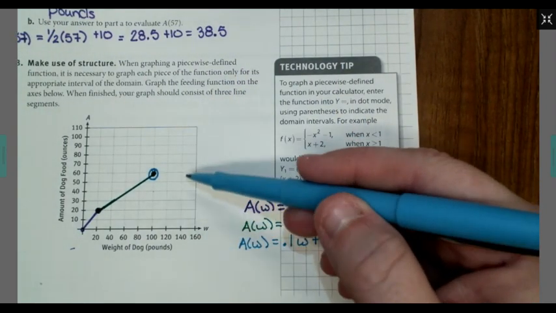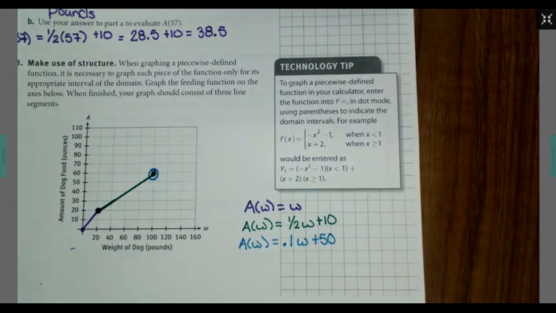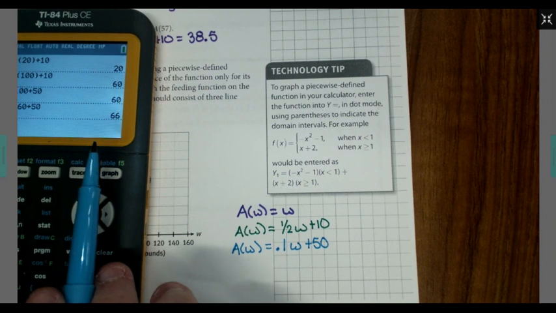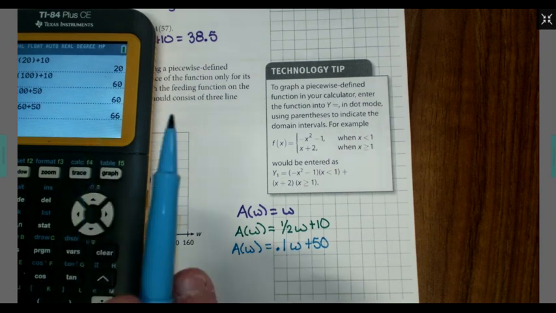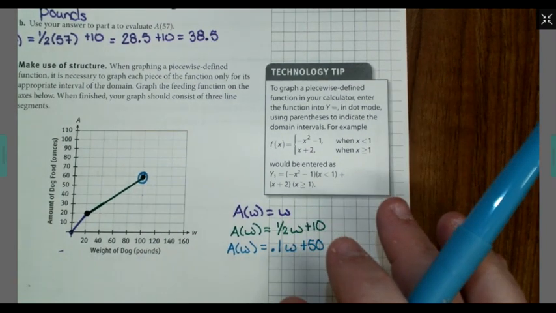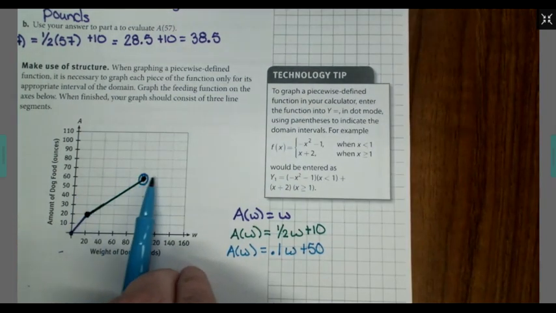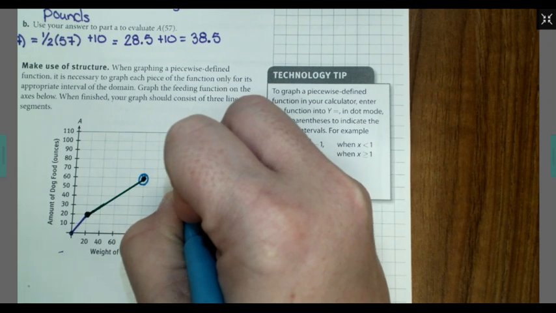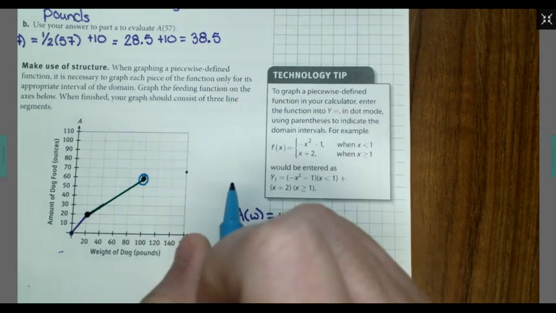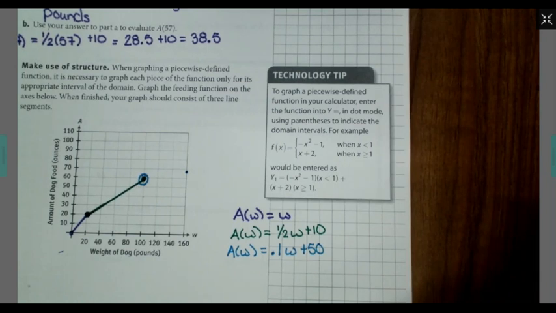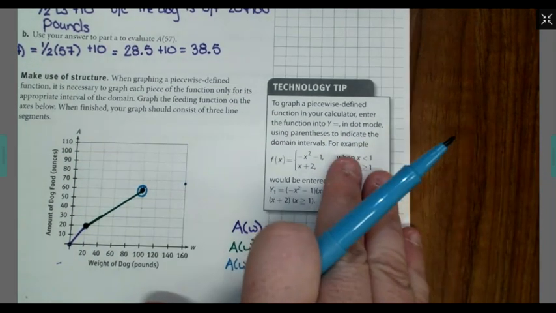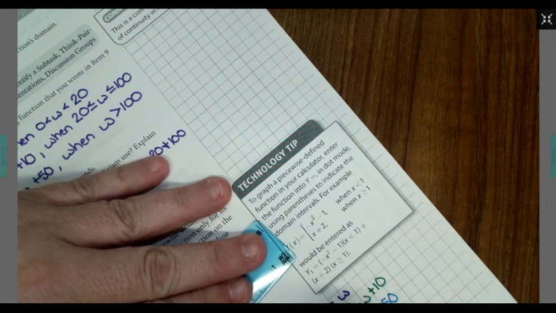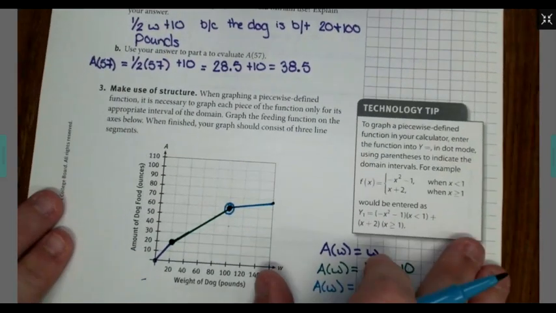All right. Well, my picture cuts off at 160. So let's just see what would happen if we actually had a 160 pound dog. 0.1 times 160 plus 50. They would get 66 ounces. Well, I see 70 and I see 60. It's going to be a little bit more than halfway, right? So let's see. I can do this as a closed circle because it's anything bigger than 100. So it could equal 160. And I'm going to connect these dots. Something along the lines of that.